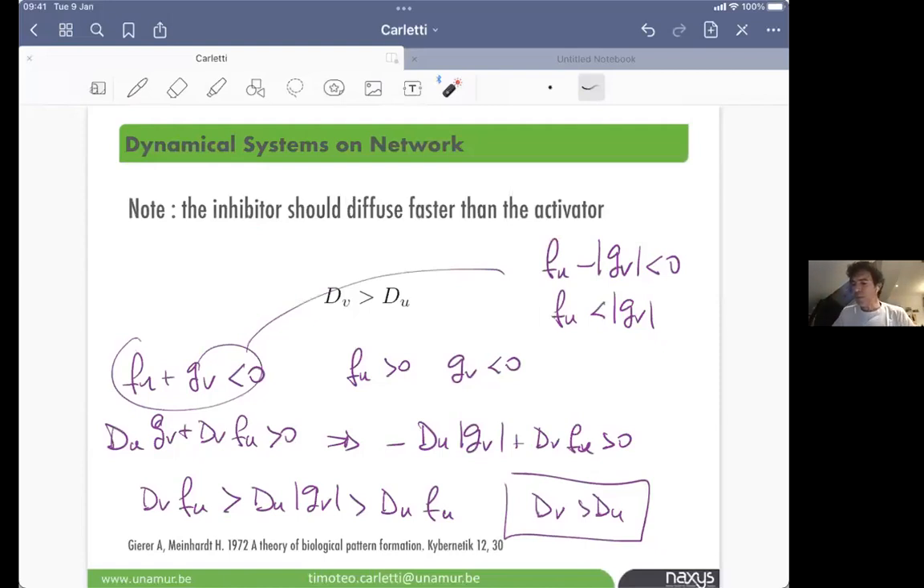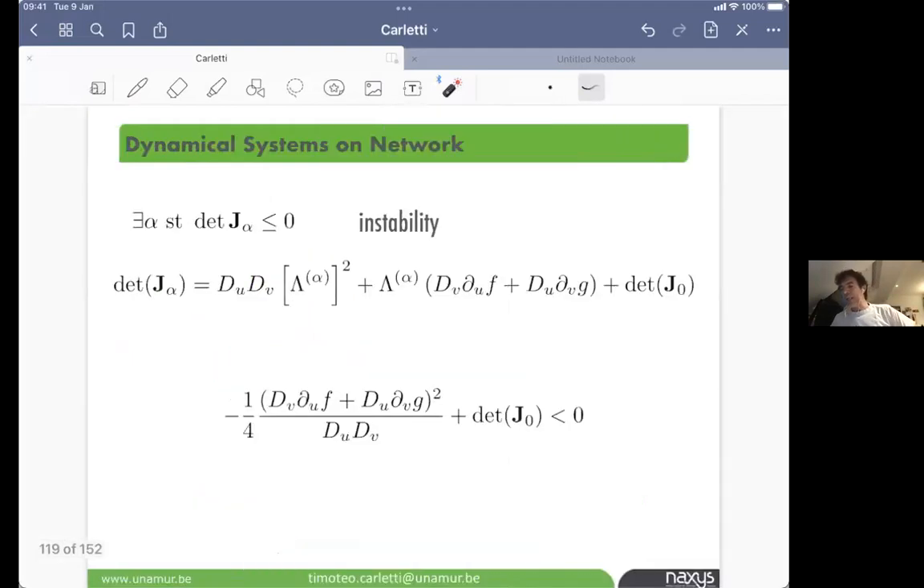Okay, so this is one of the results that I would like to show. This inhibitor should diffuse faster than the activator. And then indeed to show the instability, you can do all the computation that you want, but the simplest one is to use some geometry. So as I told you, this is positive. This is positive. And so in the plane where, let me draw here.